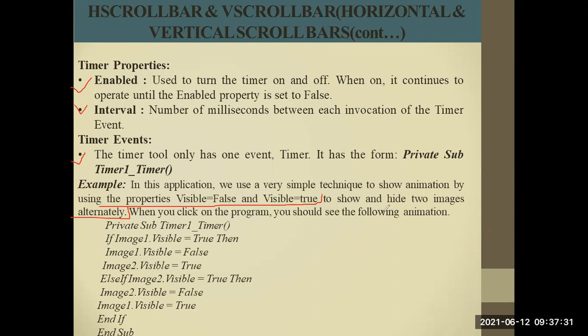Now to show and hide two images alternately, we will click on the program and then we see the following animation. So let's understand the program. Now I'm using a sub procedure called Timer_Timer. Okay, this is my function. Basically, this function will alternately change between the two images so that for the user it looks like two images are appearing one after another.